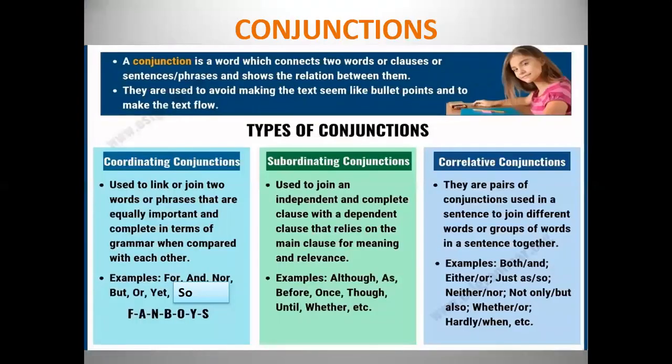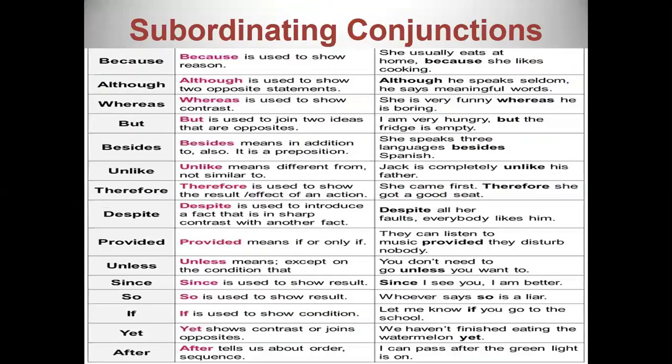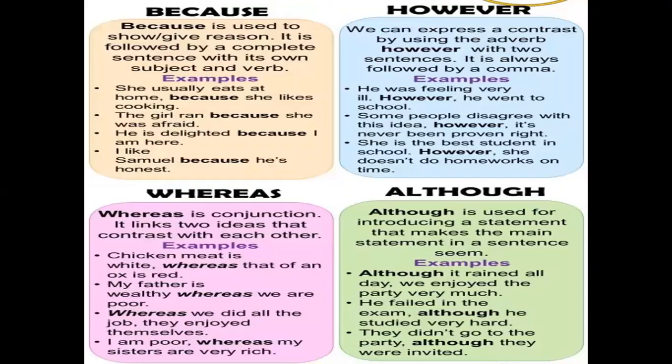Now again coming to correlative conjunctions. They are pairs of conjunctions used in a sentence to join different words or groups of words together. Whenever correlative conjunctions are used, they will be used in pairs, like both and, either or, just as so, neither nor, and so on. Now let's see examples of correlative conjunctions. Okay, one more is left before going on to correlative.